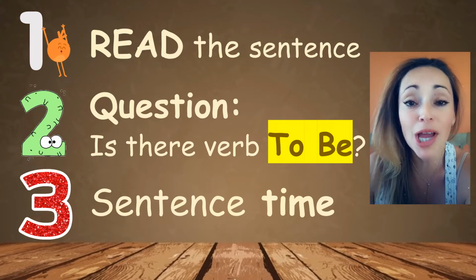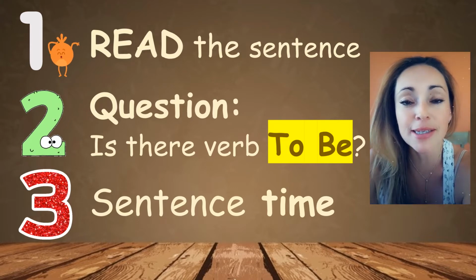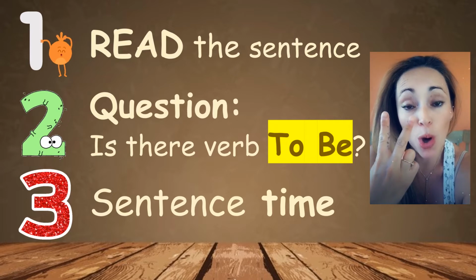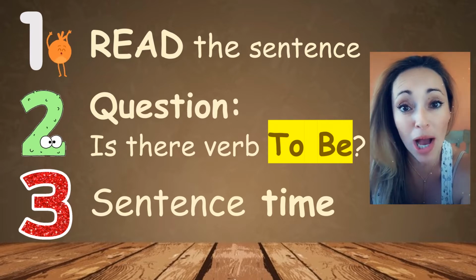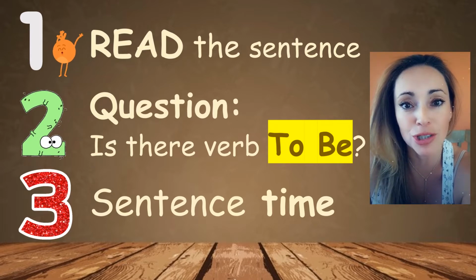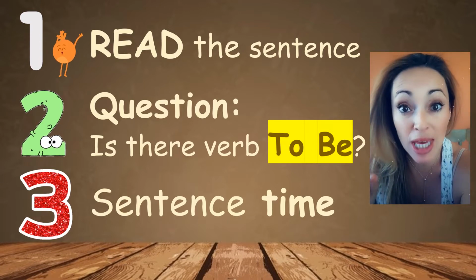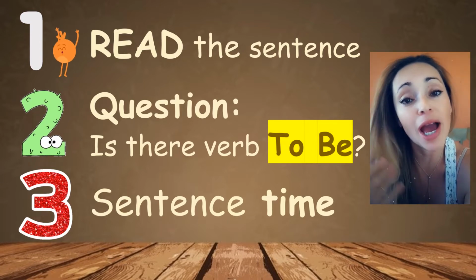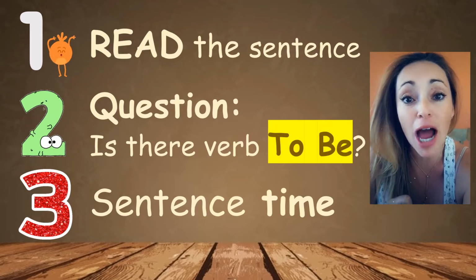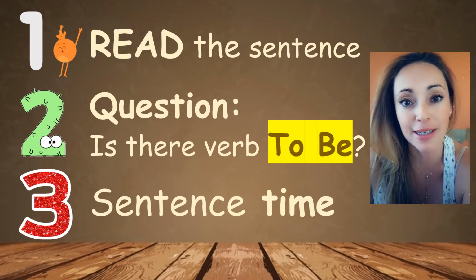Number one, we have to read the sentence carefully. Number two, we have to ask one question, a very important question. Does the sentence have verb to be? And number three, we have to identify the timing of the sentence.